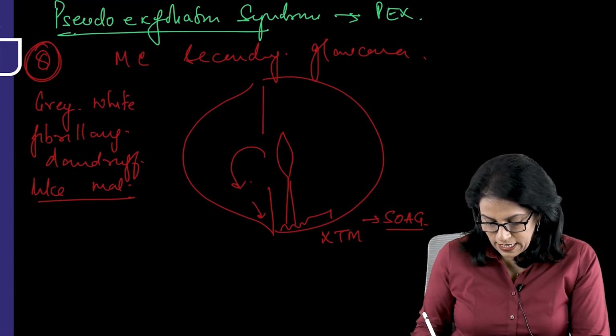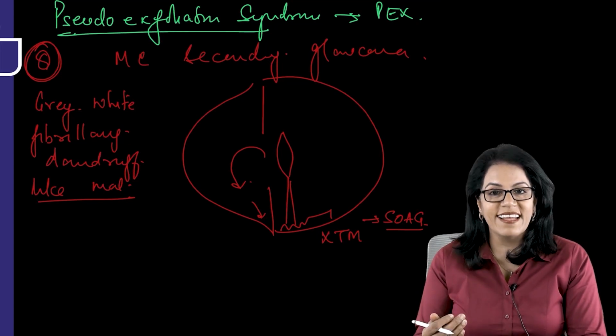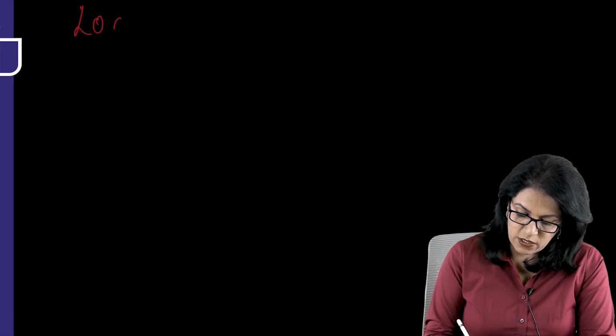So these dandruff-like materials, what are the features, what do we see in the eye and how is it causing a problem, right? So first of all, why is it happening? We'll first talk about it. So it is generally associated with, point number 1, it is considered to be genetic. The gene associated is LOXL1.